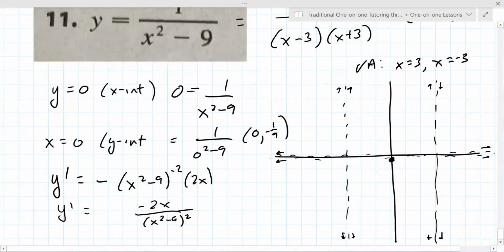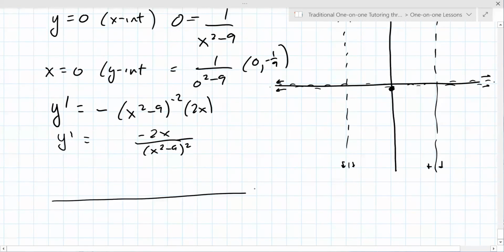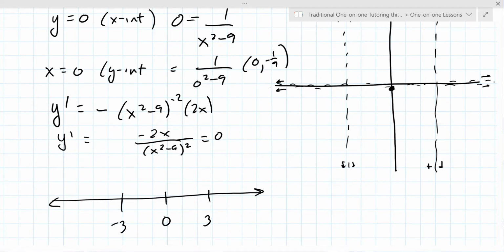Okay, and then you got to make your sign chart again. So you already have negative 3 and 3 in there because those are places where the function's undefined. But then this equals 0 at 0. Is it negative x squared minus 9 because you moved it from the denominator to the numerator? It is what? I'm sorry. Yes, because the negative power, you move it down. Yes. Okay, all right. Okay.